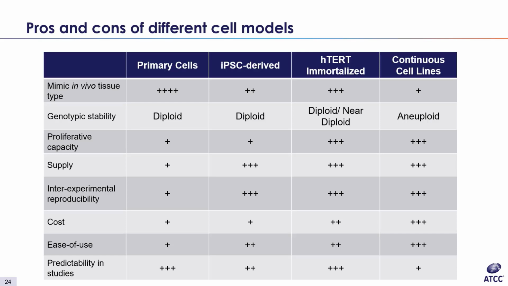Since the starting material is a normal primary cell, there is greater genetic stability with near-normal primary physiology, and therefore high predictability and high biological relevance.